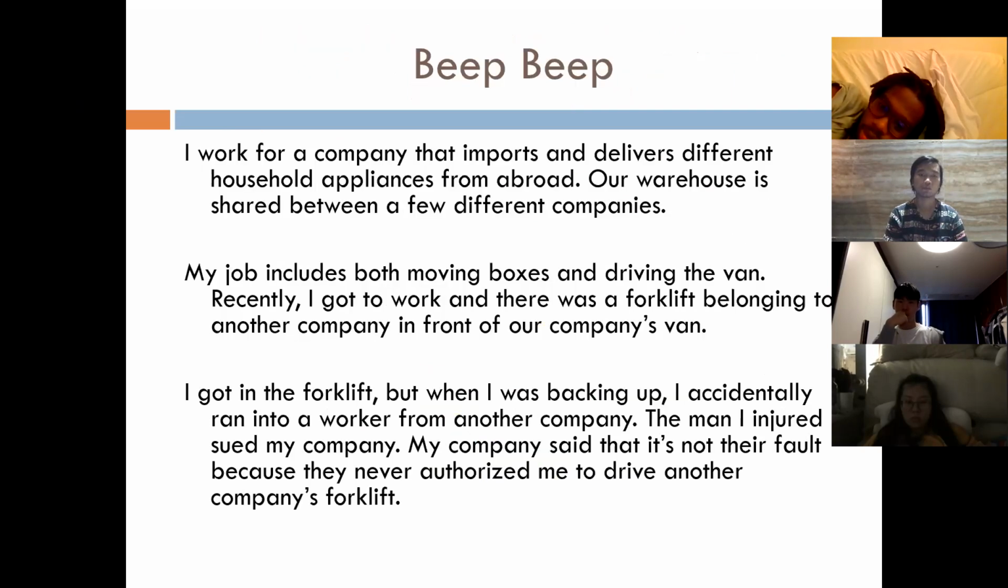I work for a company that imports and delivers different household appliances from abroad. Our warehouse is shared between a few different companies. My job includes moving boxes and driving the van. So recently I got to work and there's a forklift belonging to another company in front of our company's van.